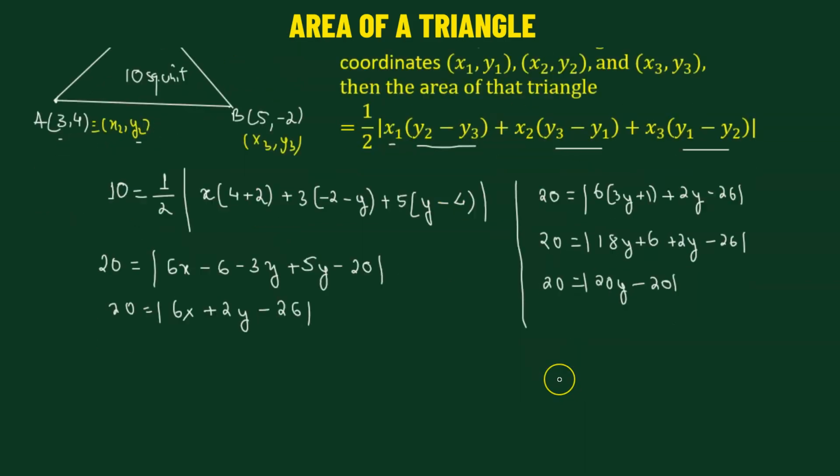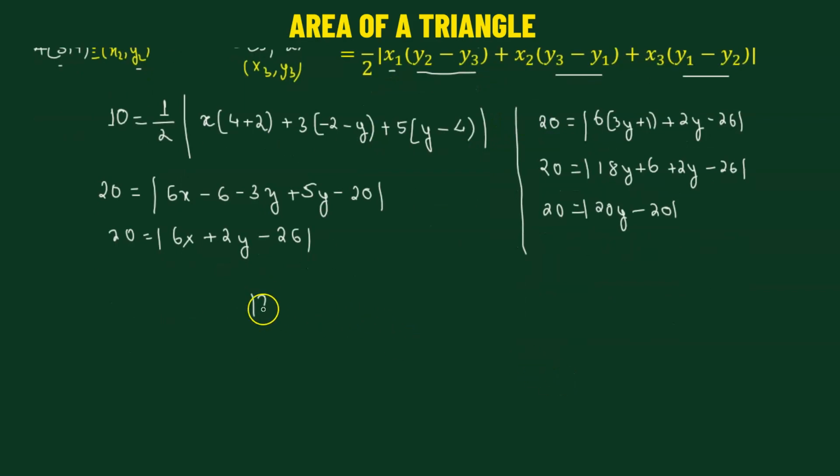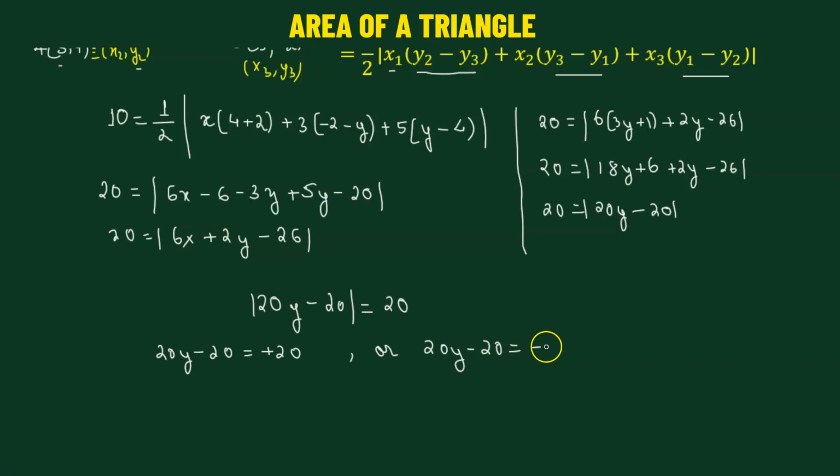Now we can use this equation. We got the absolute value of 20y minus 20 equal to 20. Now there are two possibilities. One possibility is that 20y minus 20 equals positive 20. Or the other possibility is that 20y minus 20 equals negative 20. So in the first case, 20y equals 20 transposed to the right-hand side and combined with positive 20 to make positive 40, so y will be equal to 2. Or we have 20y equals 0, so y could be equal to 0.